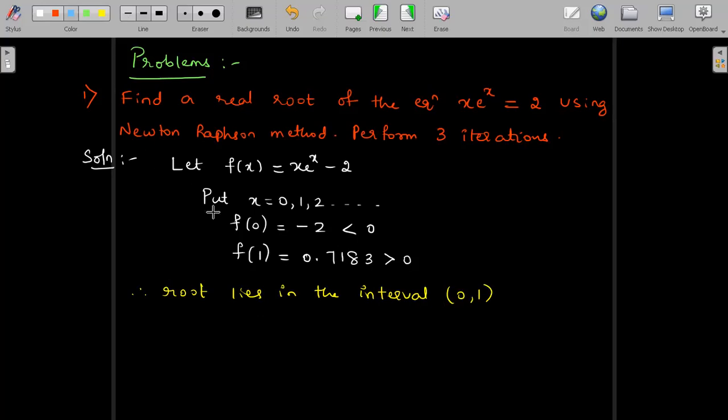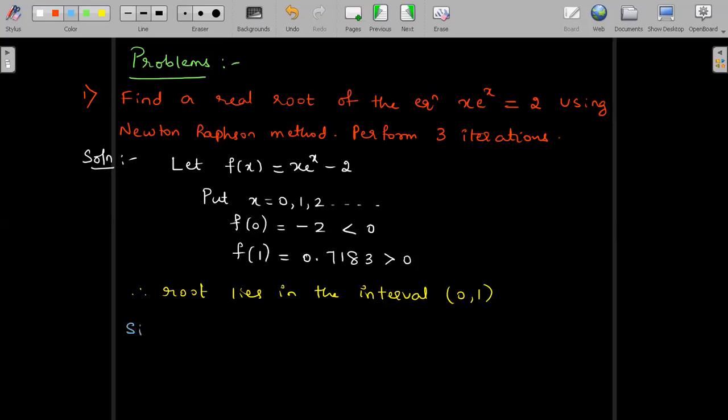Now, we need to check whether f of 1 is close to 0 or f of 0 is close to 0. F of 1 is 0.7, f of 0 is minus 2. So comparatively, 0.7 is closer to 0. So since f of 1 is close to 0, we can assume the initial approximation as x naught is equal to 1. I repeat, since f of 1 is a value which is close to 0 compared to f of 0, we can conclude that x naught is equal to 1 as the initial approximation.